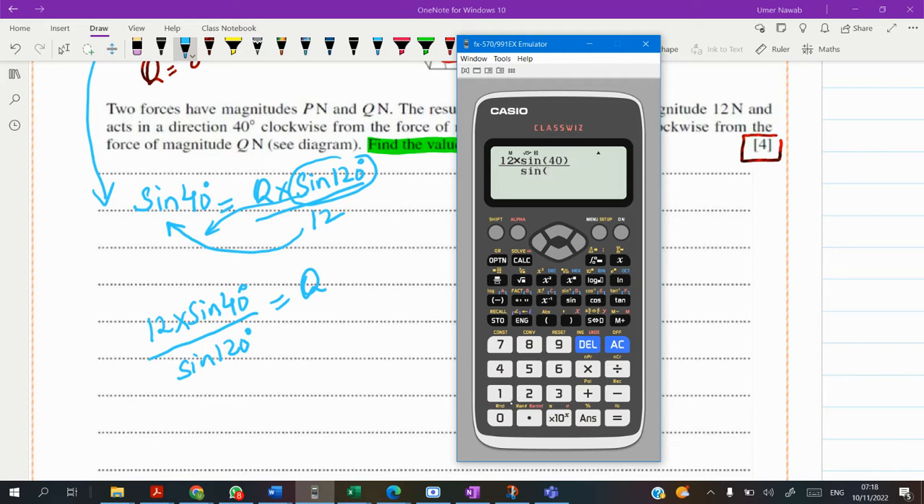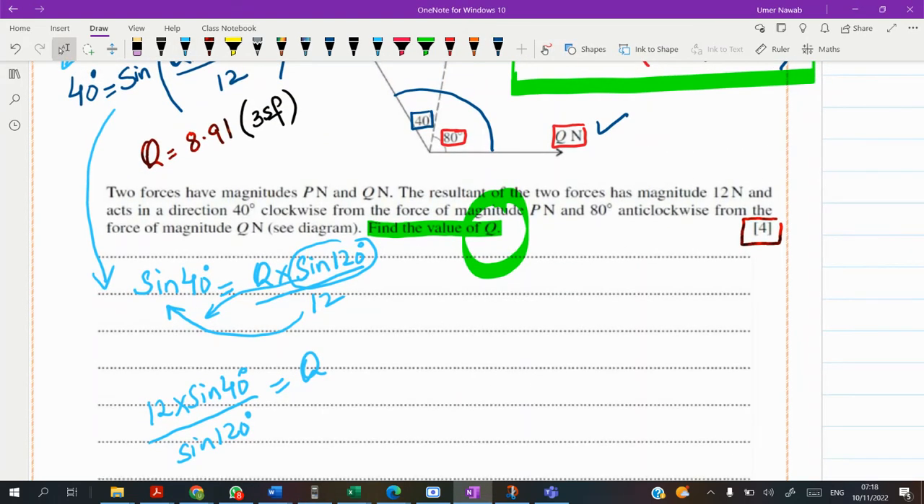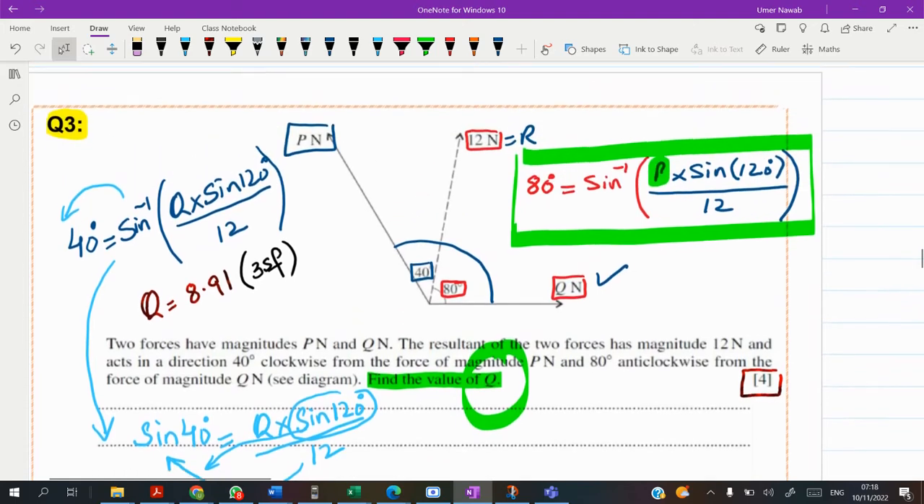Sine of 120. Guys, can you check that? The answer which we got, that was 8.91.